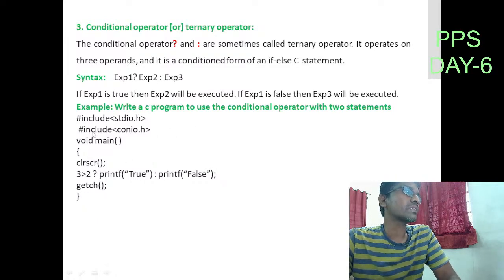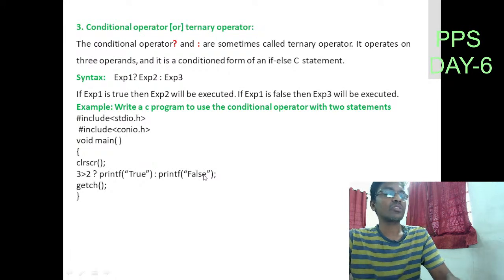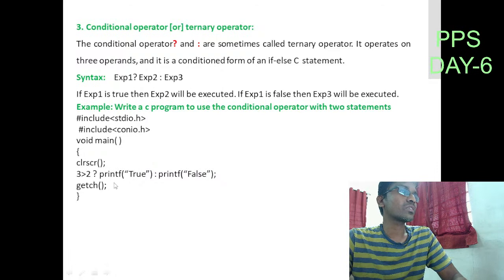In this example I am writing the condition 3 greater than 2. Here 3 is greater than 2, that is true. So it is a true condition, and if it is true, then it will go and execute true. For example, if the condition is false, then it will go and execute the statement after the colon, that is false. In this example, the condition is true, that's why it will print the output true.